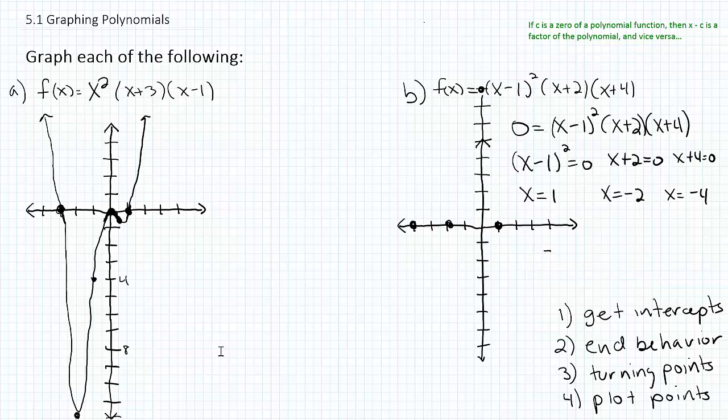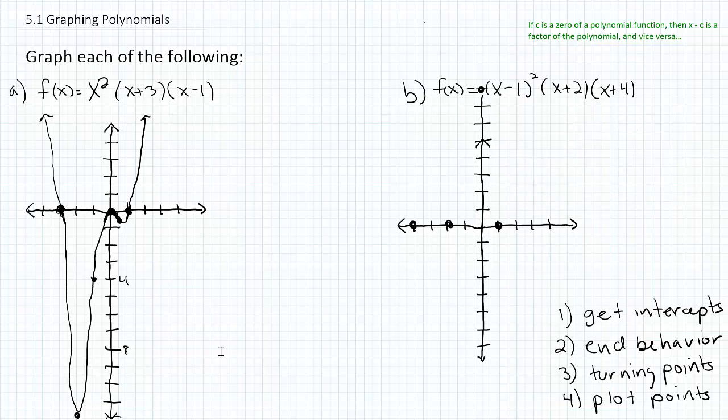Don't forget that this x equals 1 has multiplicity 2. That's important as well, right? We'll keep that in mind. All right, let's talk about the end behavior of the graph.